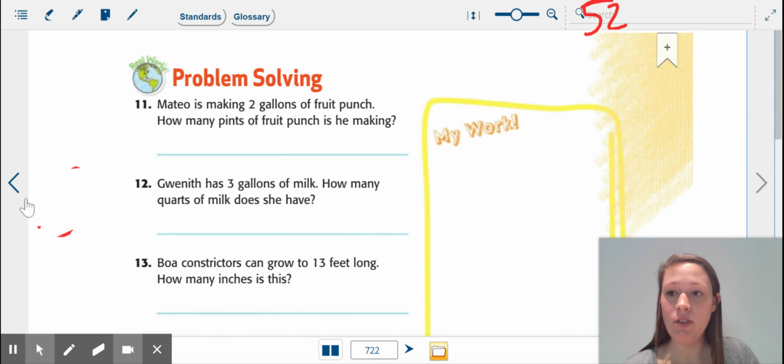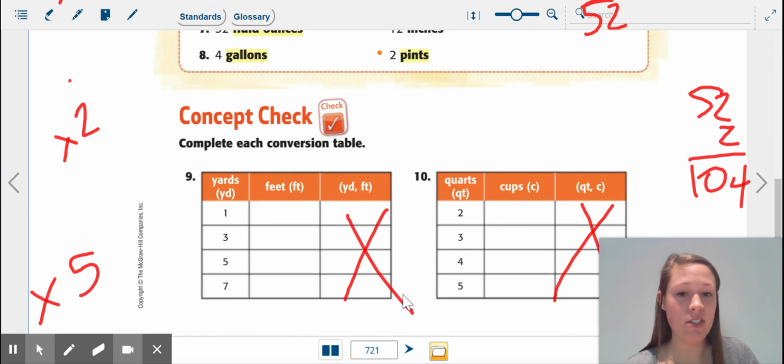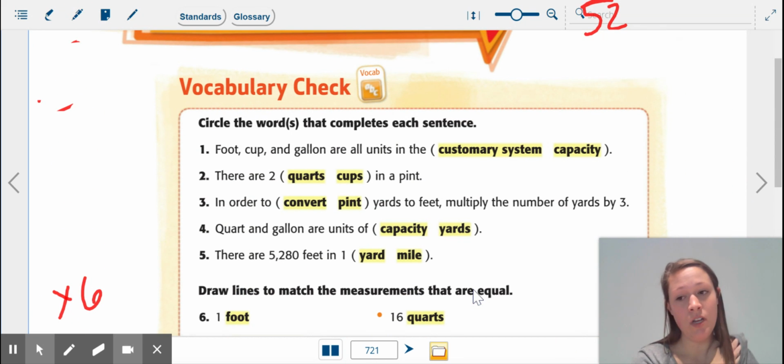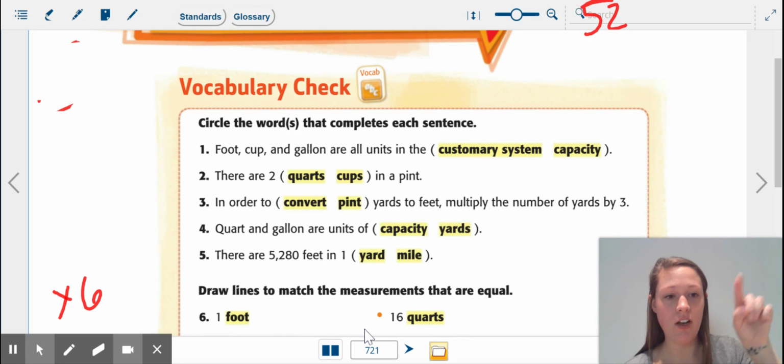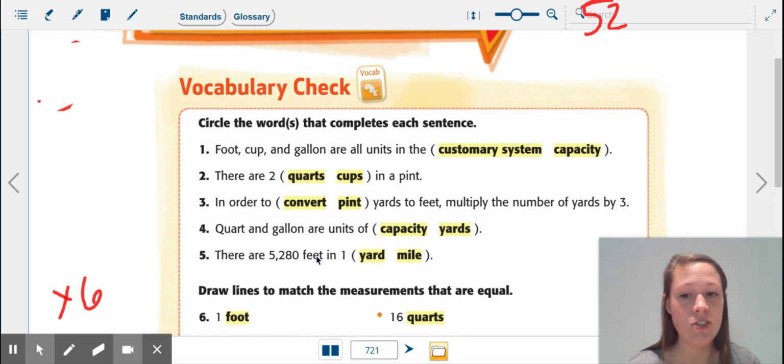Okay, so do these 2 pages on page 721, 722, turn it into your math teacher, and then you can get on iReady for about 10 minutes. And make sure you check off on the little slides too that you took care of today's task.